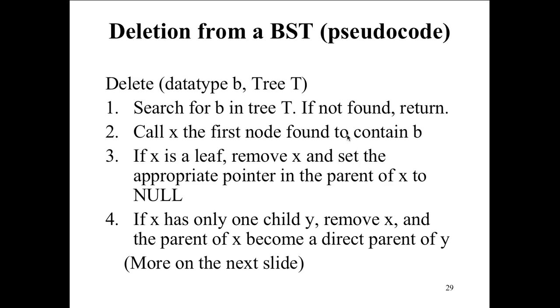We'd search the tree to find the item. If it's not found, we would return. If it is, we call X the first node found to contain B. If X is the leaf, we remove X. If it's at the leaf, it's easy, we just remove it, and then set the appropriate pointer to null. If X has only one child, let's say child Y, we remove X, and then the parent of X becomes a direct parent of Y.